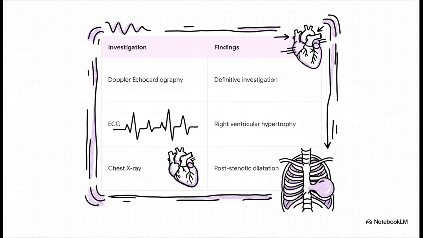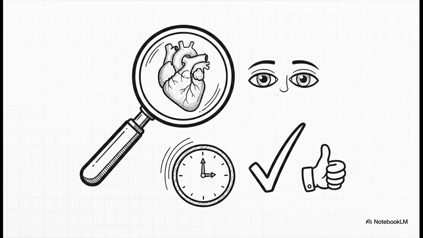A chest X-ray might show post-stenotic dilatation, which is basically a ballooning of the artery just past the tight valve. But Doppler echo is the gold standard, simply because it lets us actually see the blood flow and measure the exact pressure gradient across that valve. Now, if that ultrasound comes back showing only a slight narrowing, the clinical approach might actually surprise you. A mild case isn't a cause for panic and, honestly, often requires zero intervention.